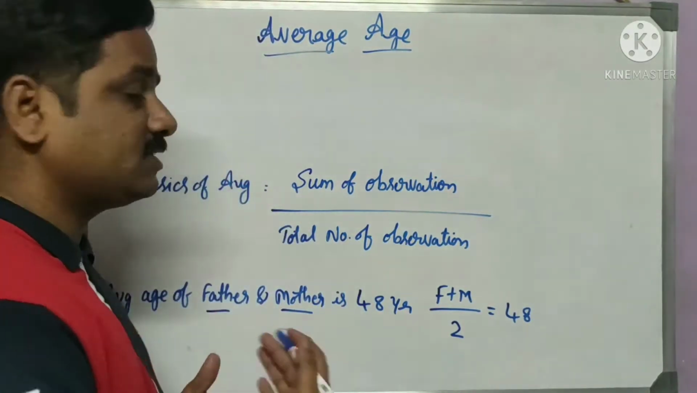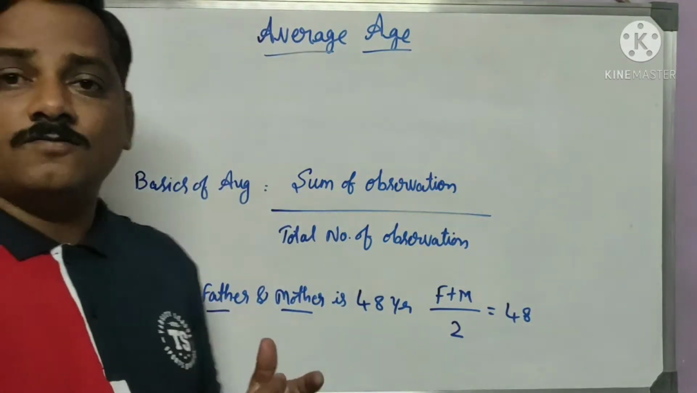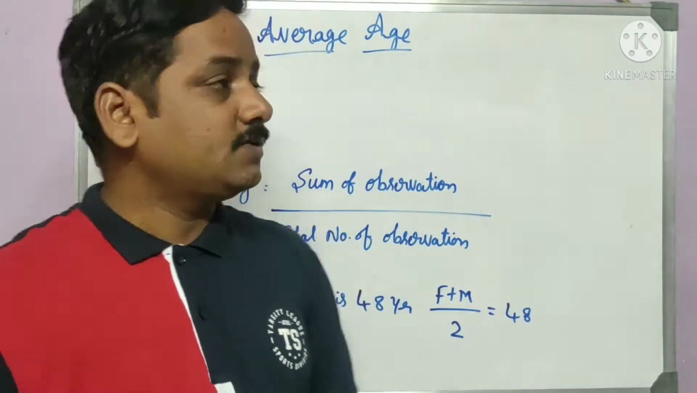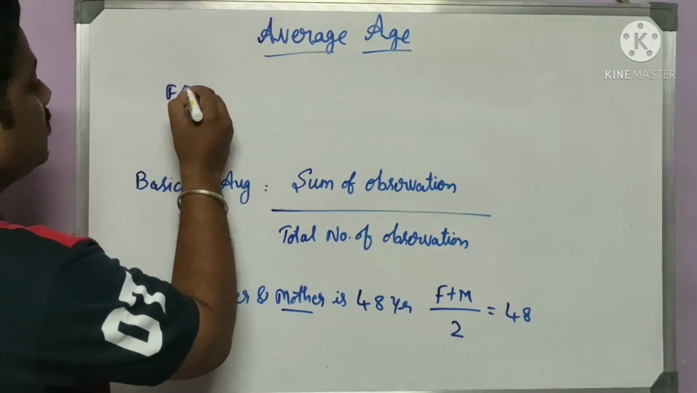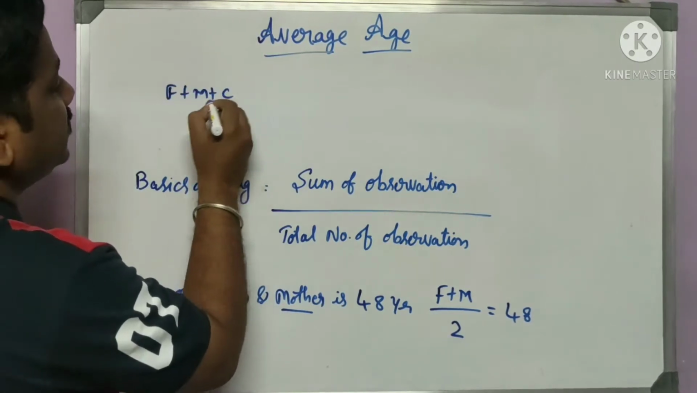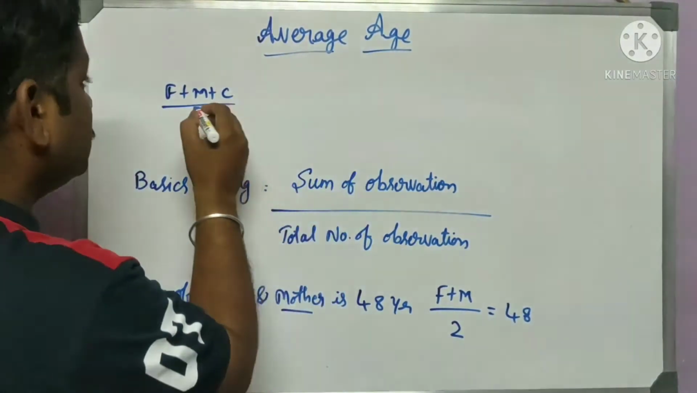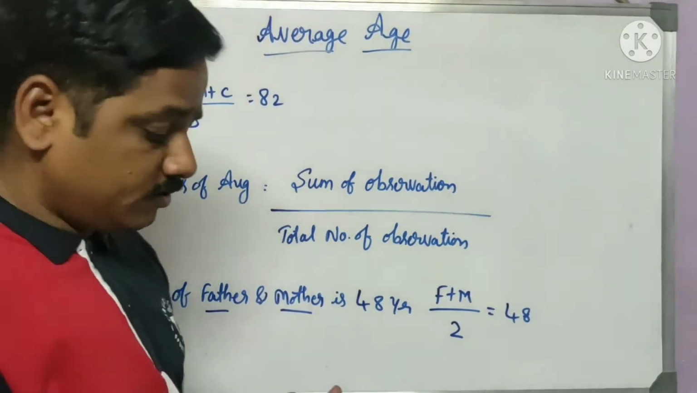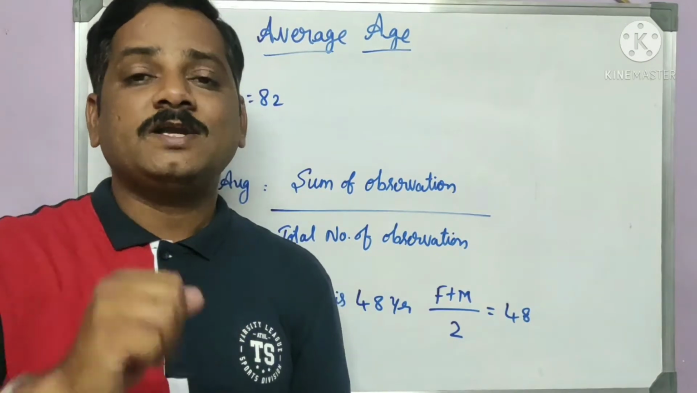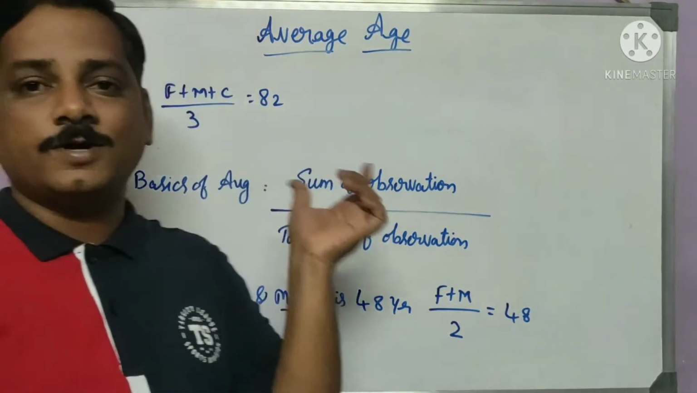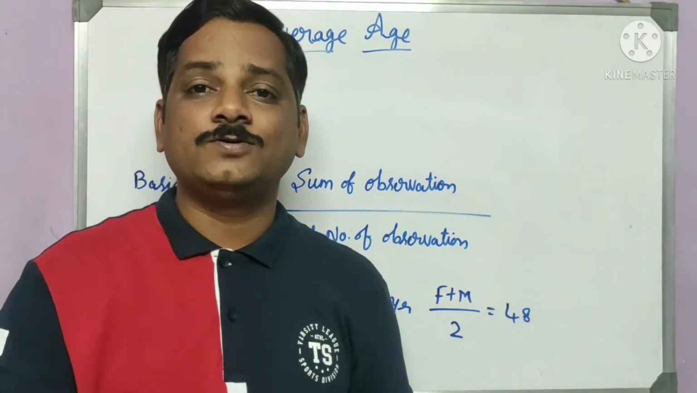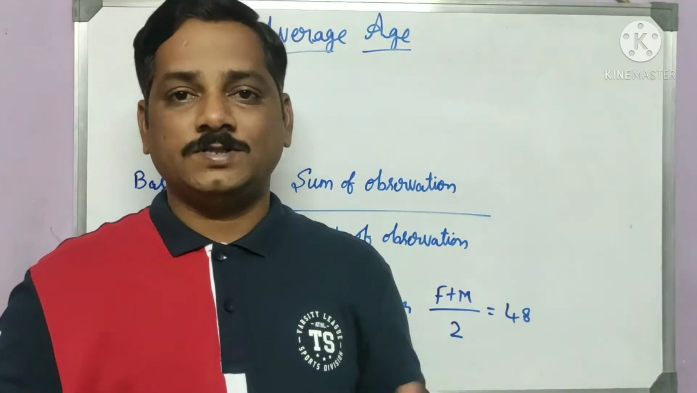We can also have another statement. The average of a father, mother and child is 82. Then what we can do? Father plus mother plus child, so we have 3 observations, divided by 3 will be equal to 82. So this is how the statement expressions can be obtained. Now I will take a few questions so that it will be easy for you to understand the way of solving the problems.